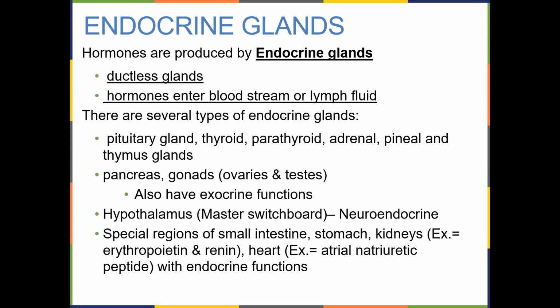The endocrine glands include the pituitary gland, what we call the master gland of the body, the thyroid gland, the parathyroid gland, the adrenal glands, the pineal gland, the thymus gland, the pancreas, the gonads, the ovaries and testes. All of these are either endocrine glands or have endocrine functions. The pancreas is not a pure endocrine gland because half of it is endocrine and the other half is exocrine. The other half of the pancreas works by digesting protein for us.